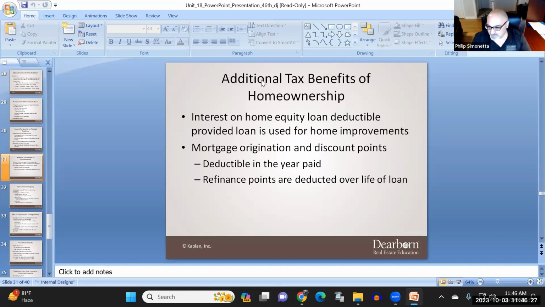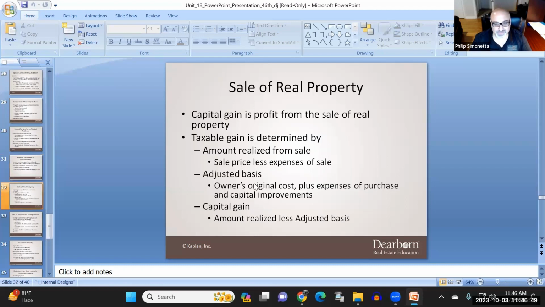You buy it, you can write that whole amount off the year you buy it. If you're refinancing and paying points, it's deducted, divided by how many years the loan is. Okay? Interesting. It's pointless, actually. You pay $5,000 for points divided by 30 years. It's like nothing. But that's just the way it works.